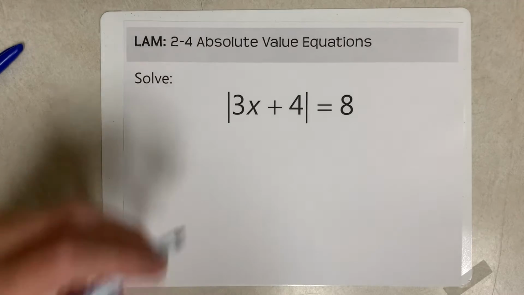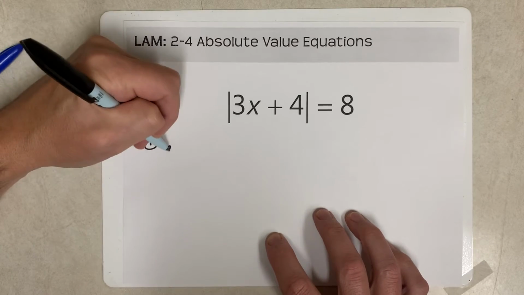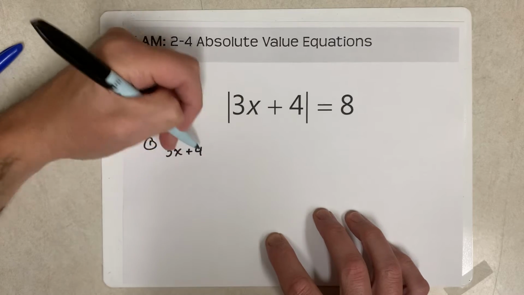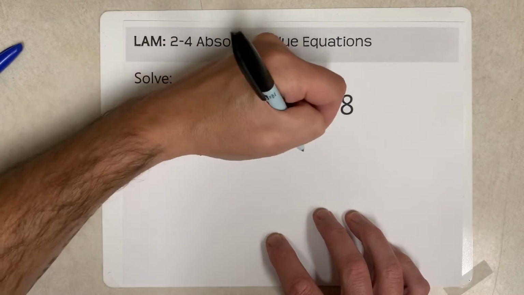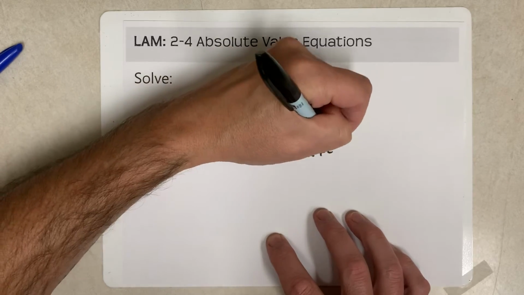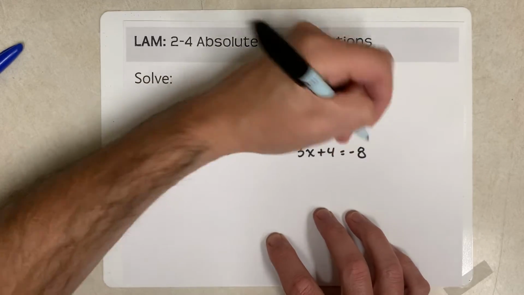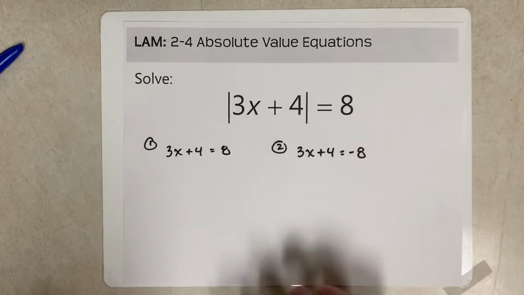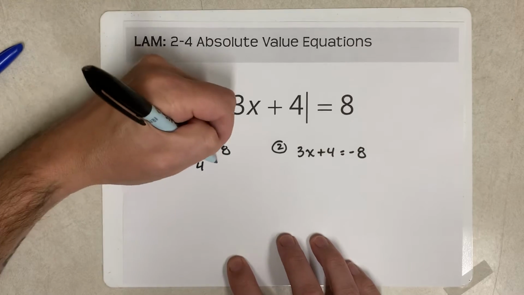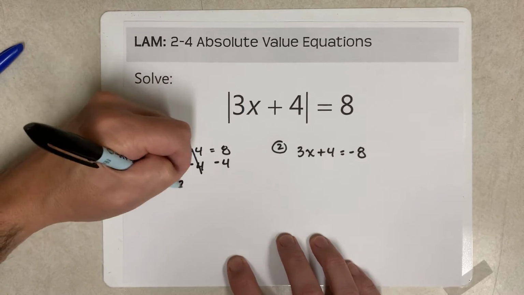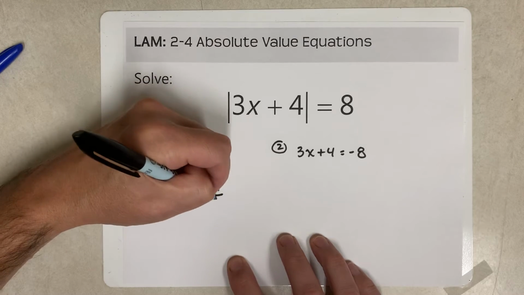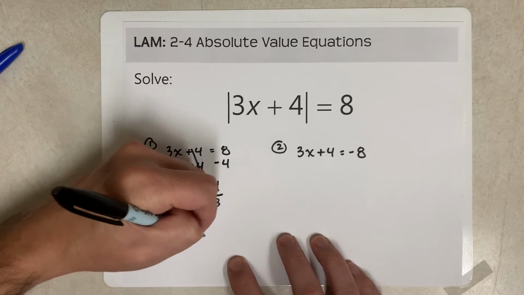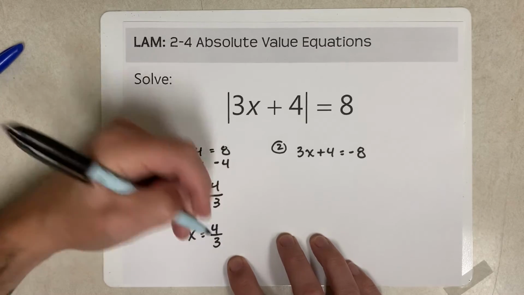Okay, let's try this one. We got 3x plus 4 equals 8, and we have 3x plus 4 equals negative 8. So we don't have a negative over here, so we're going to continue. Minus 4, minus 4. 3x is equal to 4. Divide by 3. And x equals 4/3 for our first one.